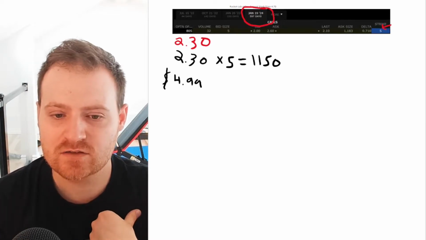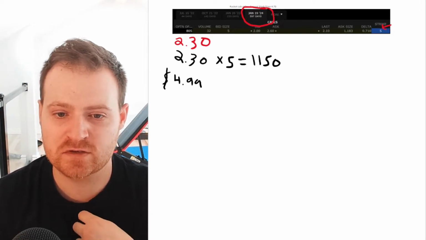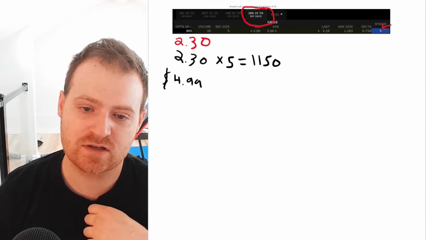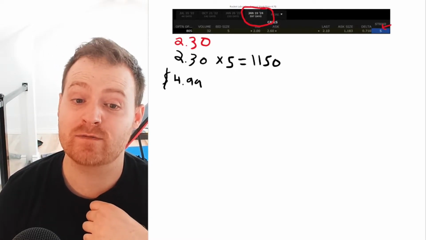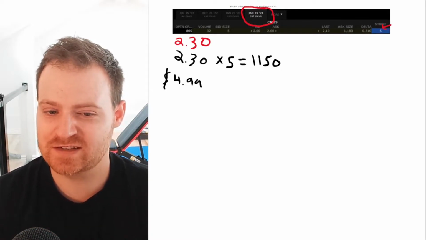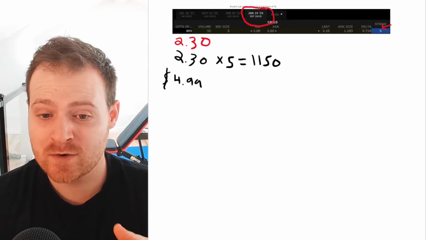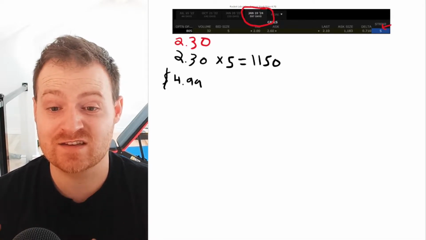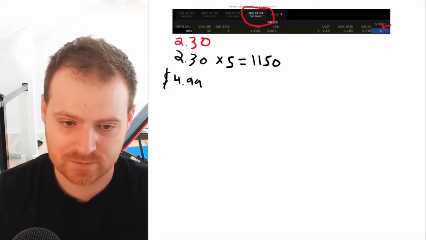Rocket Lab is trading on the open market for $4.99 per share, and I have the option in my account to buy it for $5 a share. How much is that worth? Well, absolutely nothing, because you can buy it on the open market for less than you'd have to pay using your option. So you would never use your option.